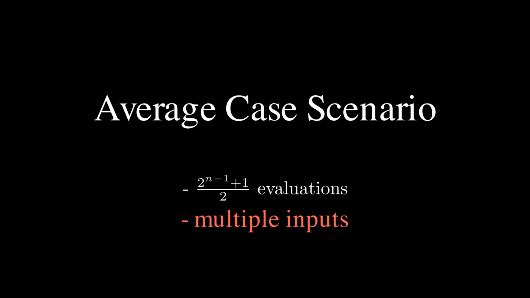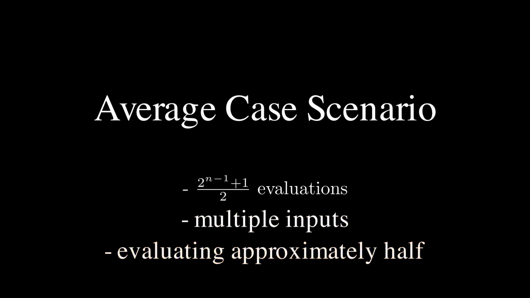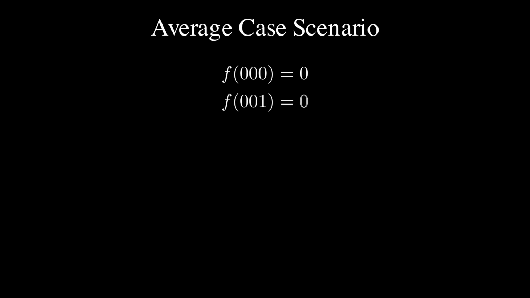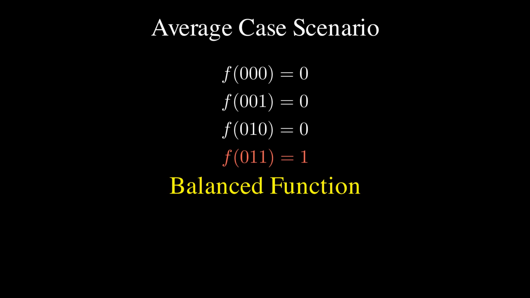Now let's look into the average case scenario. We have 2 to the n-1 plus 1 over 2 evaluations, which includes multiple inputs, and evaluating approximately half of the outputs and determining if the function is balanced or constant. Now let's look into an example of the average case scenario, which is evaluating the outputs until there's a difference. Looking at these outputs, we get to the last one, and we see that the output is 1. So this indicates a balanced function.